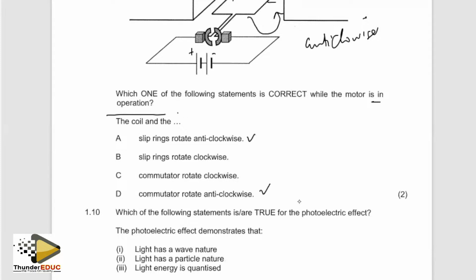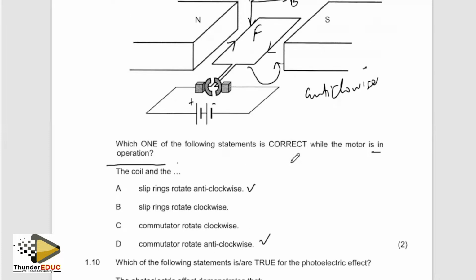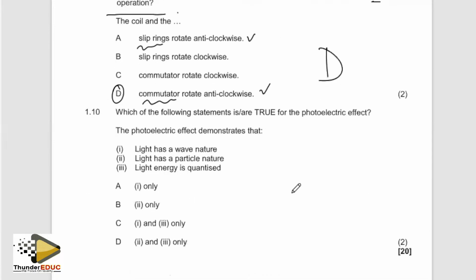If it's anti-clockwise, is it the slip rings that are going to rotate, or is it the commutator that's going to rotate? Now, since it's a motor, I'll go with option D, because it's the commutator that must rotate. The commutator is connected to the coil. So option D will be the best.